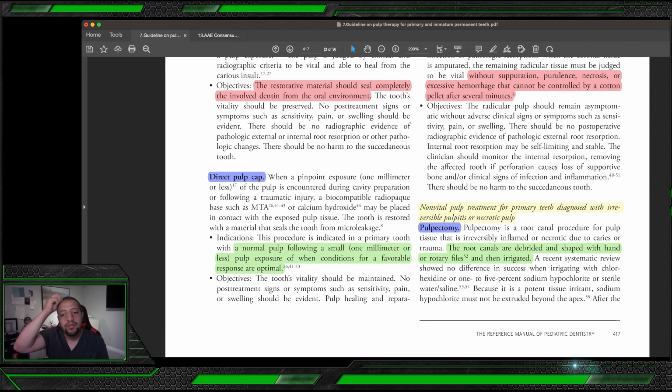Okay, so we finished with the vital pulp. So we're going to go now to non-vital pulp treatment for primary teeth diagnosed with irreversible pulpitis or necrotic. First one is pulpectomy, not pulpotomy.